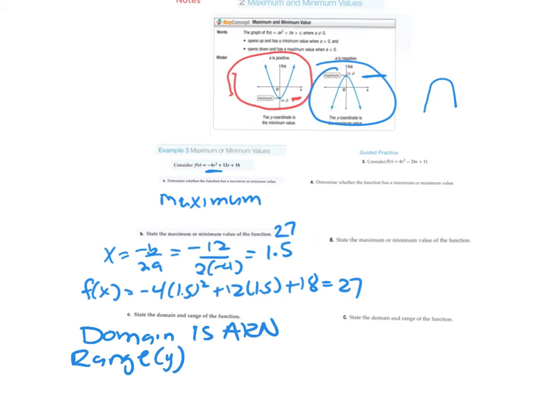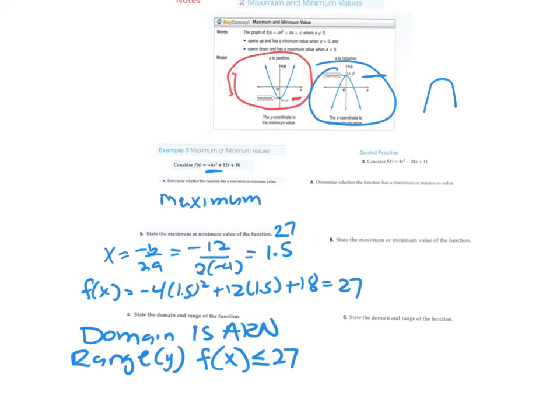The y value is how much does it go down and up? Well, it only goes up to the maximum point. So f of x has to be less than or equal to that 27 maximum value. So all the y values have to be less than or equal to 27.